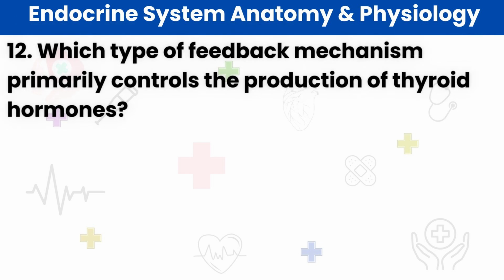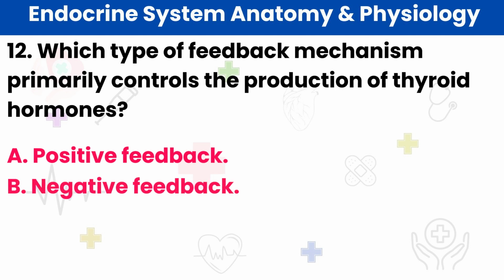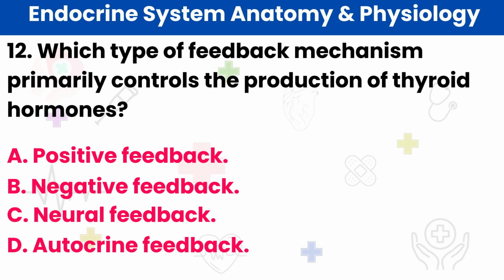12. Which type of feedback mechanism primarily controls the production of thyroid hormones? A. Positive feedback. B. Negative feedback. C. Neural feedback. D. Autocrine feedback.